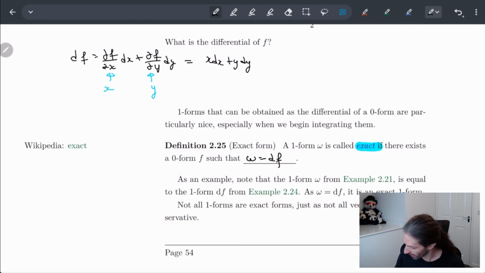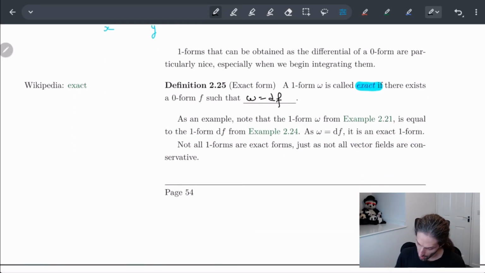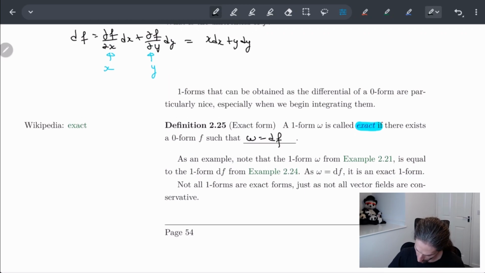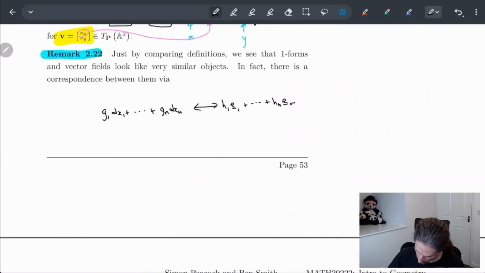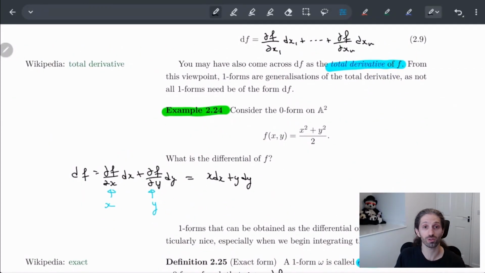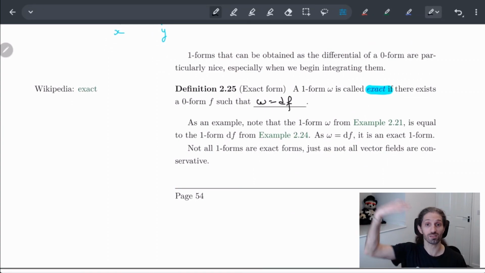So yeah, this is kind of nice. So as an example, like in the example from before, 2.21, you'll notice how this one form omega that I had highlighted in yellow, omega is equal to x dx plus y dy, is associated to this f, the f that we just showed in the previous example. So in other words, this one form is an exact one form. They're not all exact, but this is life.